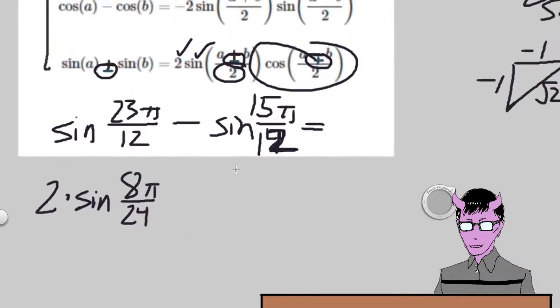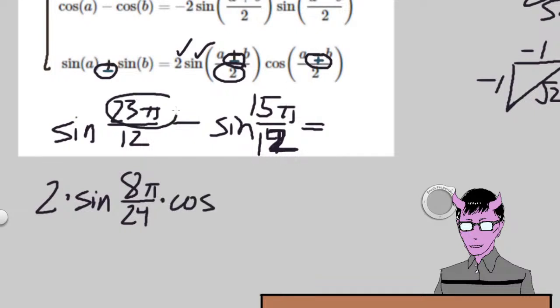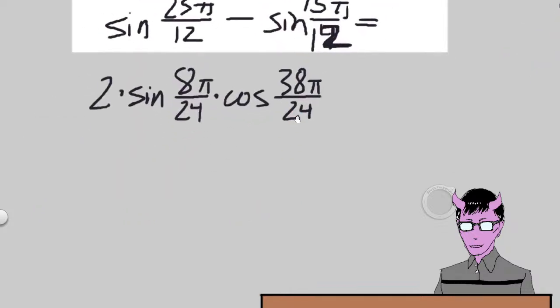Alright, and then times cosine of a plus b, so it's going to be this one plus this one, which is going to give us 38. I think the first effort was 28. So I think this is where the mistake was made the first time around, but let's double check.